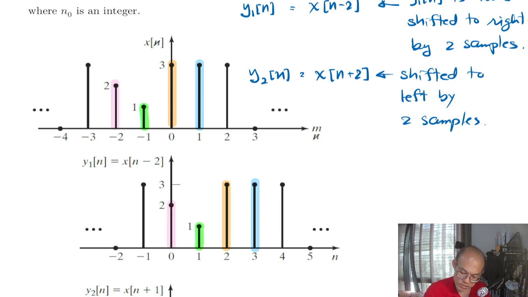What else? The yellow sample here goes here. And what else do we have? I've run out of color. I think I should have this one here. Okay, right. 2 samples to the right.